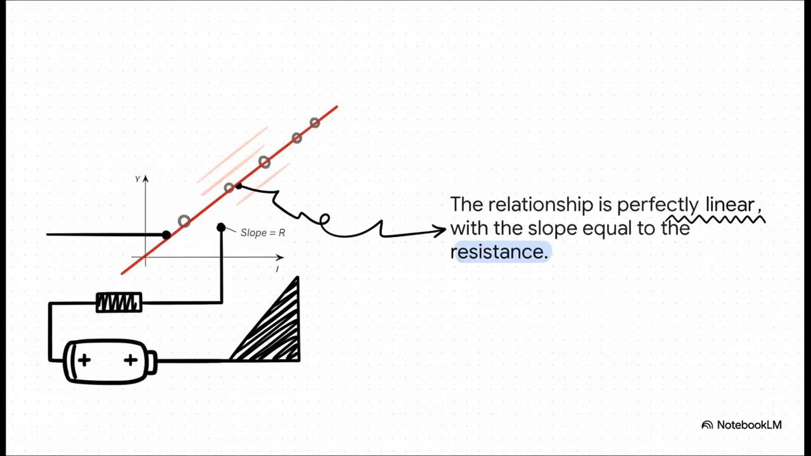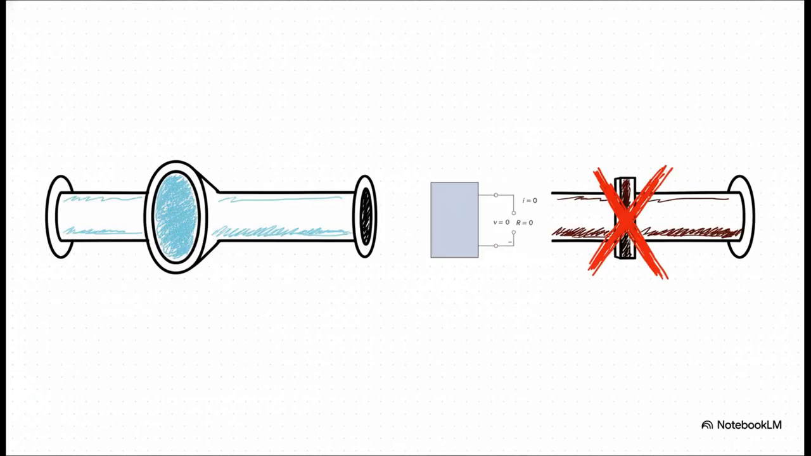Now, what I think is so cool about this graph is how it proves the law visually. See, as you increase the current that's moving to the right along the bottom, the voltage goes up in perfect proportion. It creates a perfectly straight line. And the steepness of that line, its slope, that is the resistance. So a steeper line means a higher resistance. It all just clicks.